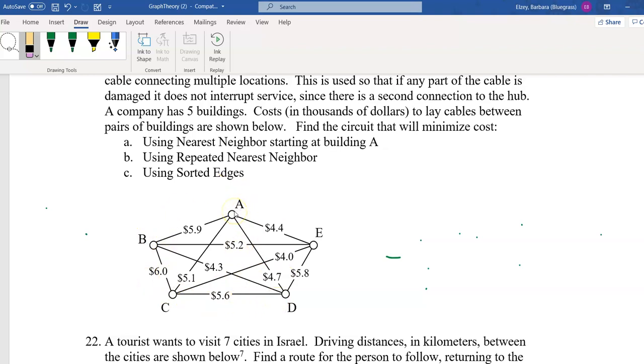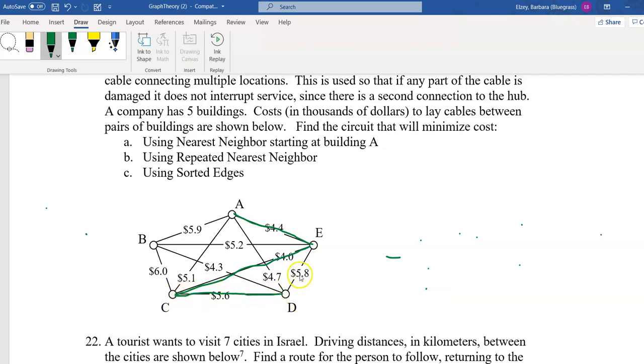And we're going to start by doing our beginning vertex as A. So if we start with A, and we choose the nearest neighbor, we're going to have 4.4. So we're going to go here. All right, then if we choose the nearest neighbor from E, it looks like 5.8, 4.0, 5.2. It's going to be 4.0. All right, so if we choose the nearest neighbor from C, we've got 6.0, 5.1, 5.6. 5.1 is the closest, but we don't want to close our circuit, so we don't want to go back to A. So 5.6 will be the one that we need to choose here.